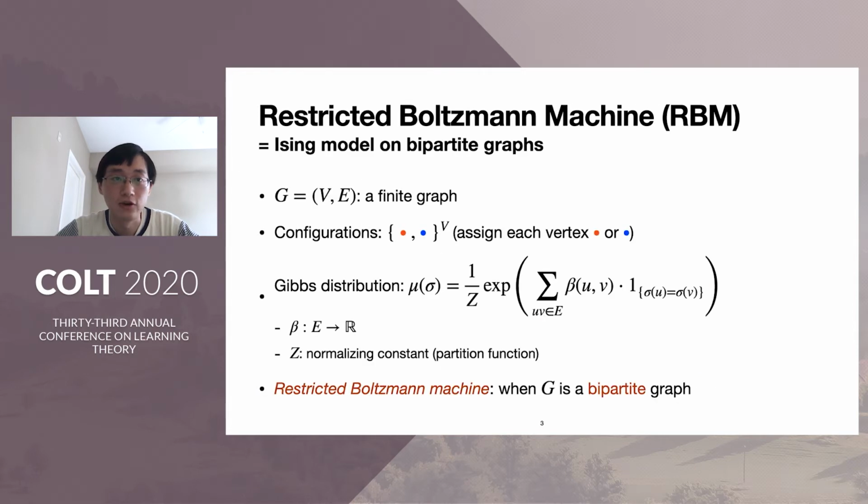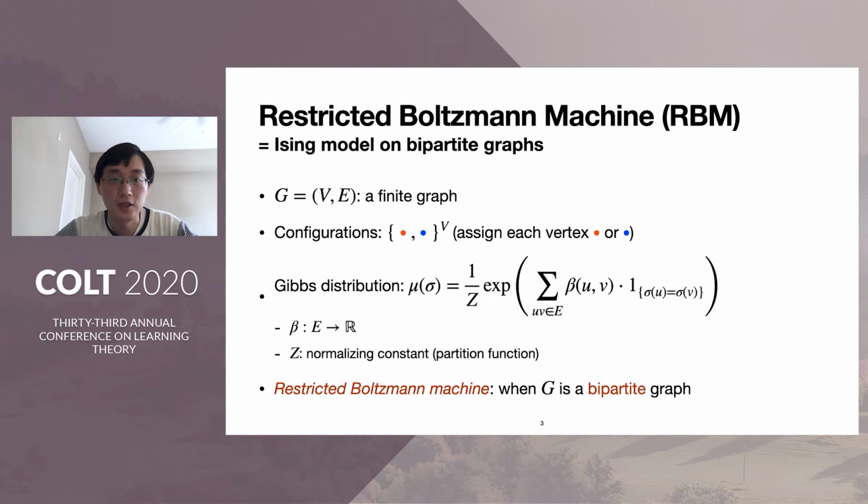So let's maybe first focus on an explicit example of a graphical model, which is the restricted Boltzmann machine. The RBM can be thought of as the Ising model defined on bipartite graphs. Suppose that we have a graph G, and every configuration is an assignment of spins to vertices, where every vertex will receive one of the two spins. In most places, the spins are represented by plus or minus, but here I shall use the red and the blue dot to represent the two spins.